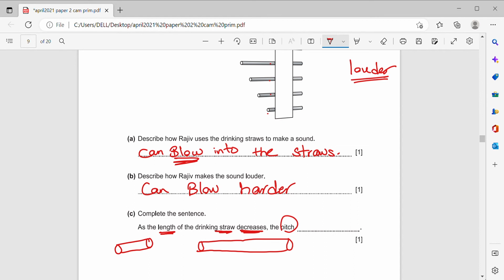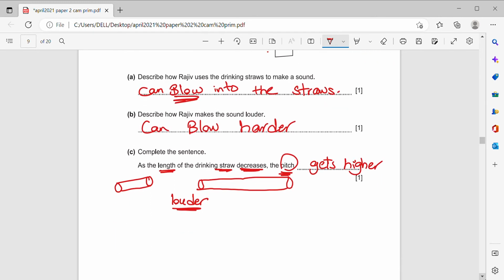Great. If the length decreases, what will happen to the sound? The sound will be louder. If the sound is louder, what happens to the sound pitch? It gets higher. Great. أسئلة الساوند برضو مهمة جدا, included and repeated in many exams. Regarding the sound, مهمة جدا.